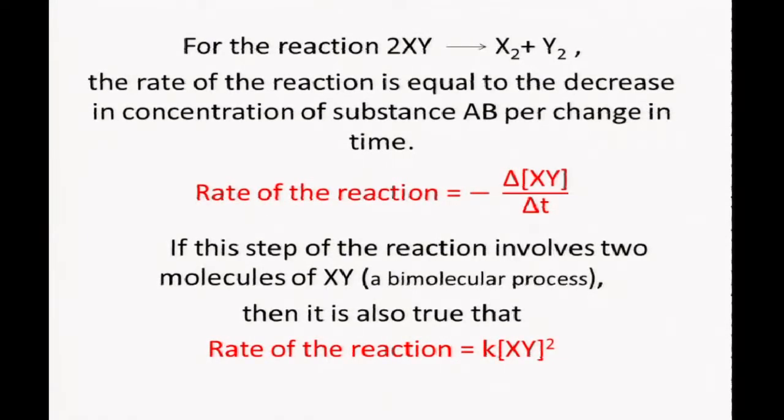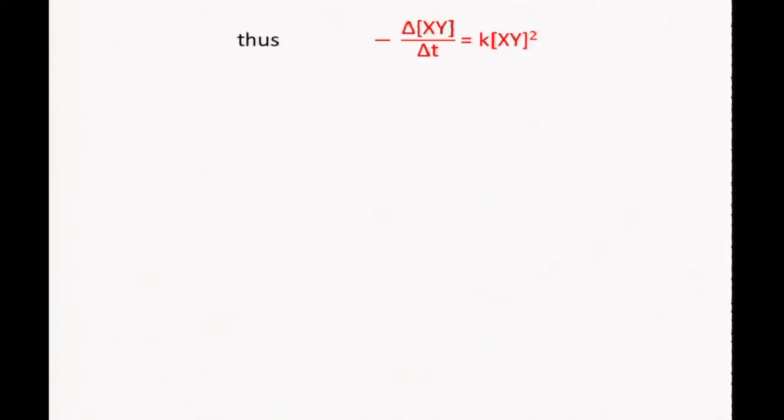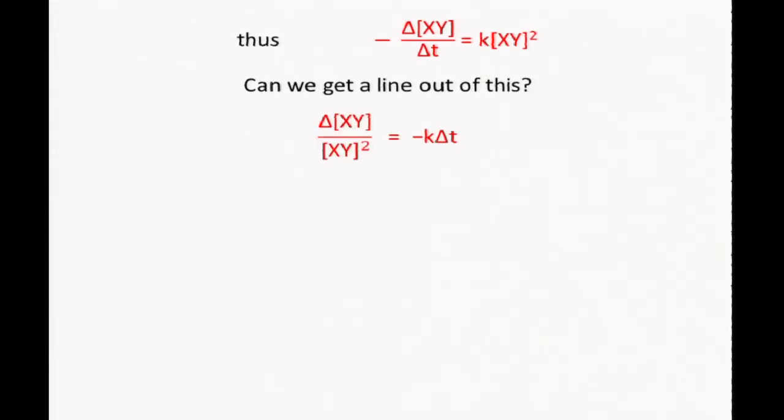So here's where the difference occurs. Before it was just the concentration of our substance to the first power. Now it's the concentration of our substance to the second power. So we have to go through and do our math again. We set those two equal, almost the same as before, but now that's squared. That just makes our calculus a little more interesting, because we can get a line out of that. So delta XY over XY squared equals negative k delta t. Again, we'll integrate. What's the integral of 1 over x squared dx?